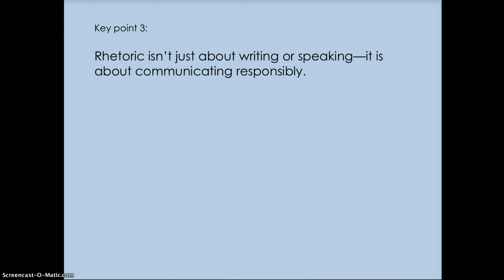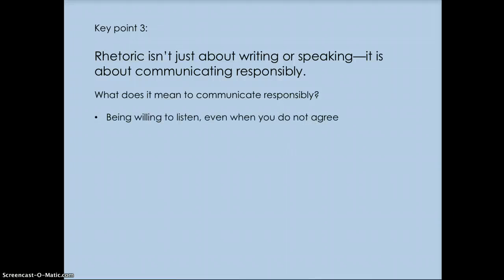Okay. To wrap up, there's just one last key point that I want you to think about, and that is that rhetoric is not just about writing or speaking. It's really about communicating responsibly, and I think that this is something that, again, is highlighted throughout the readings for this week. Well, what does it mean to communicate responsibly?